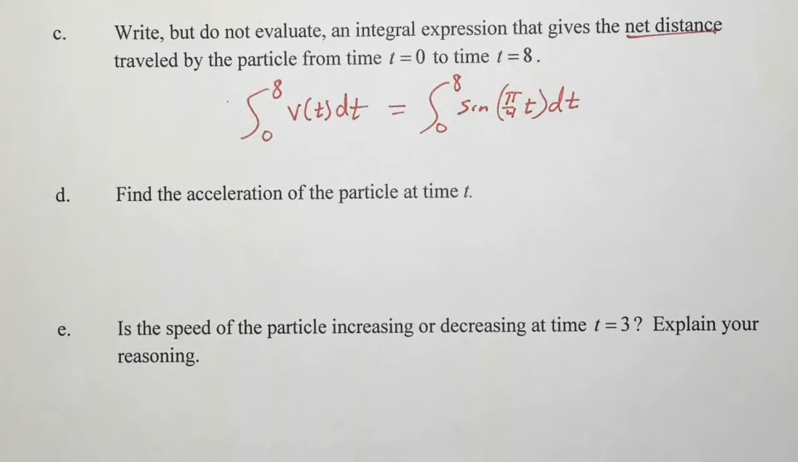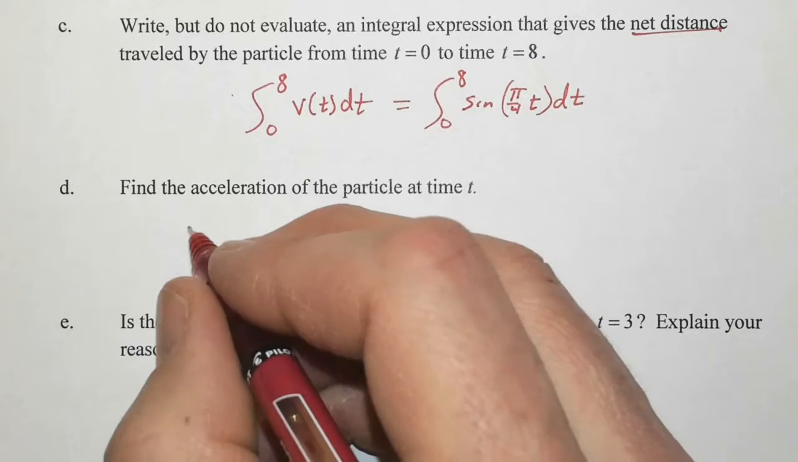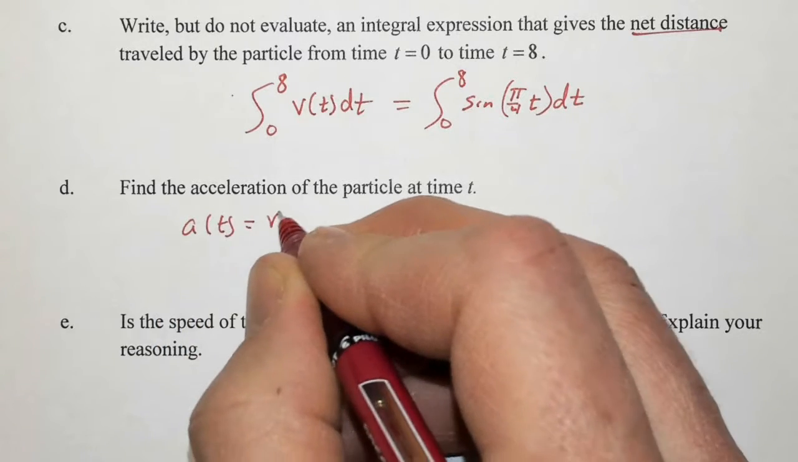Part D, find the acceleration of the particle. Okay, well, a of t is the derivative of v of t.